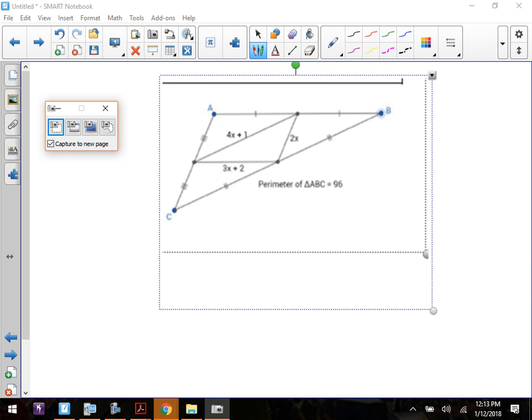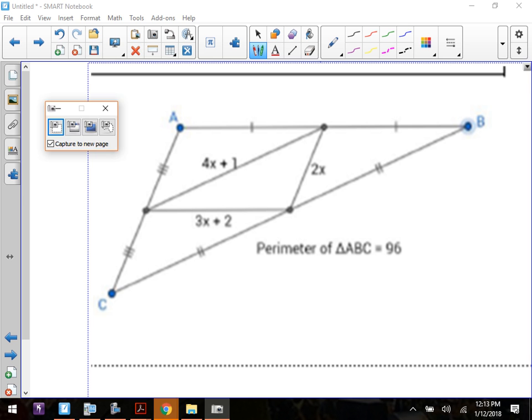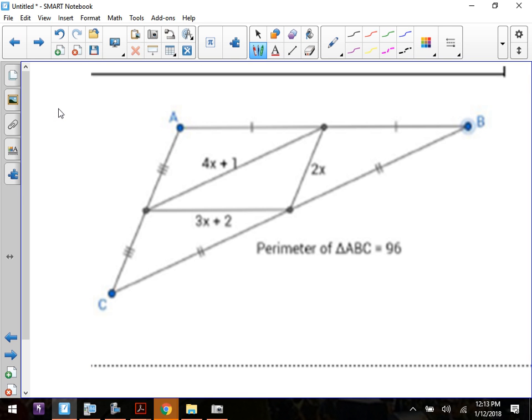These guys are the mid-segments of the triangle because they connect all the midpoints. Now, if the perimeter of the large triangle is 96, remember, if this whole thing is 2, that makes each one of these how much? 1. Which makes this side equal to 1, so on and so on.